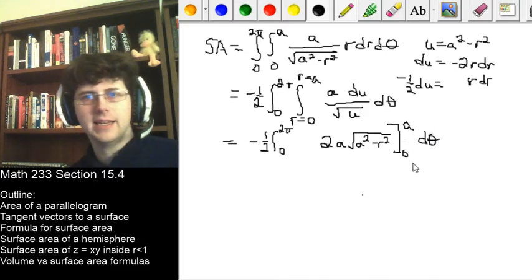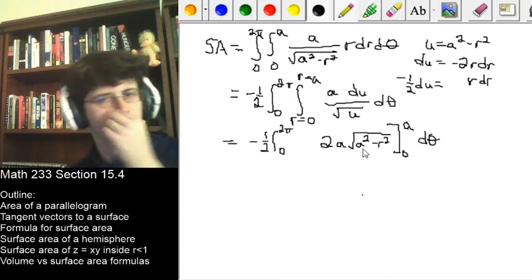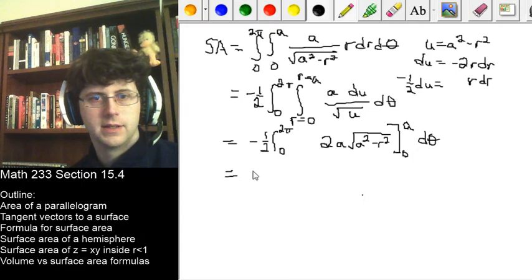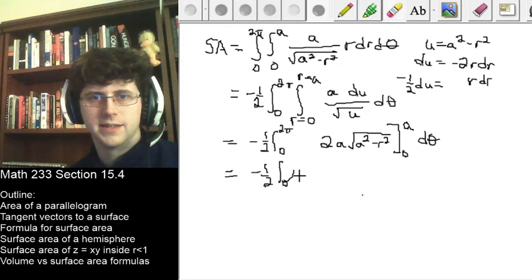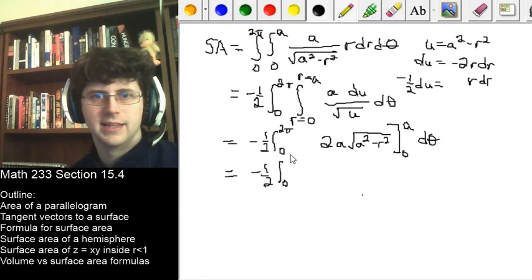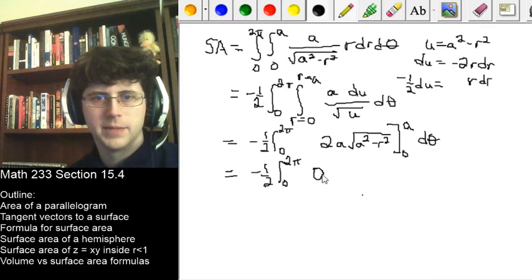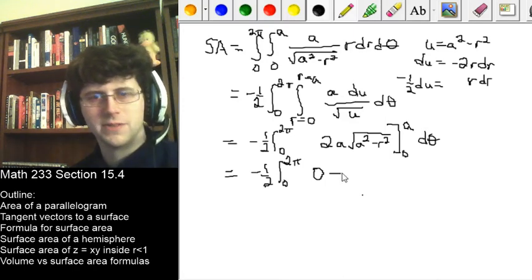Then we plug in a and plug in 0. If I plug in a for r, it all goes away. So all that's going to happen is when I plug in 0. So this is actually pretty cool. Really sorry about the handwriting thing. If I'm going to do more of these, I need to get better technology. But plug in a, you get 0. Plug in 0, you get 2a times the square root of a squared. That's 2a squared.